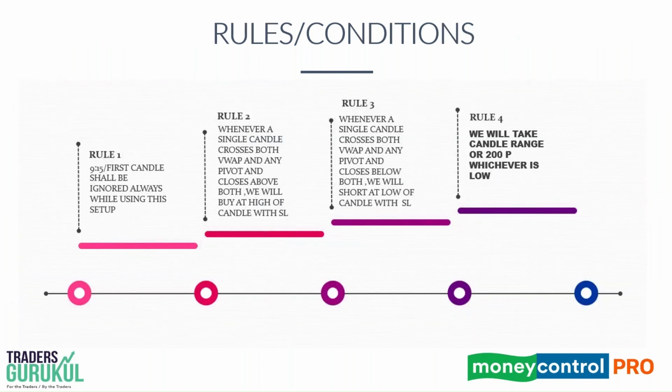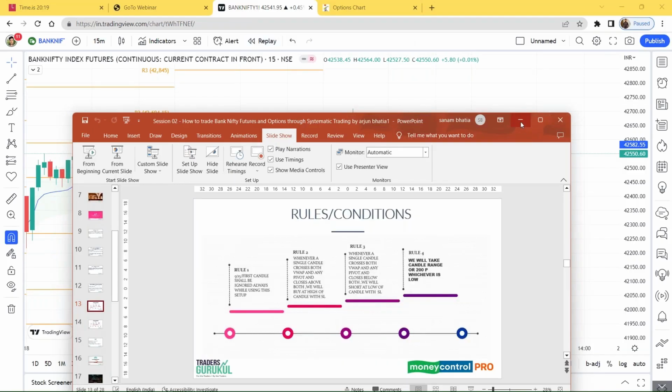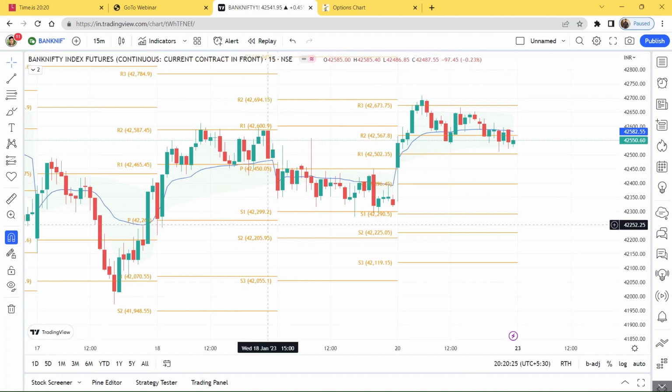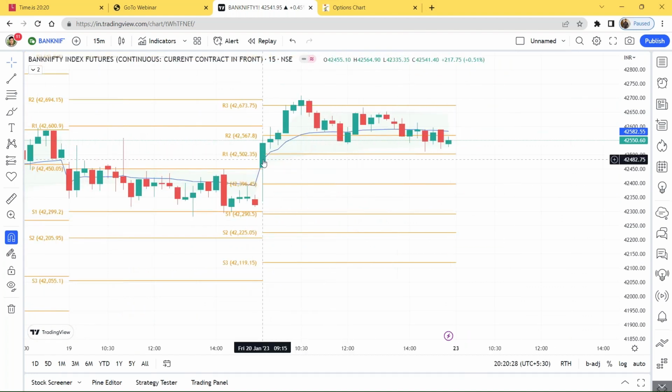Now we will just learn about the rules and conditions. So before that, let's go to the chart first. This is the 15 minutes chart of Bank Nifty futures. Now, suppose the markets opened at 9:15. You need to know some rules about the setup, the rules which have to be followed. Let's talk about which rules are important in systematic trading.